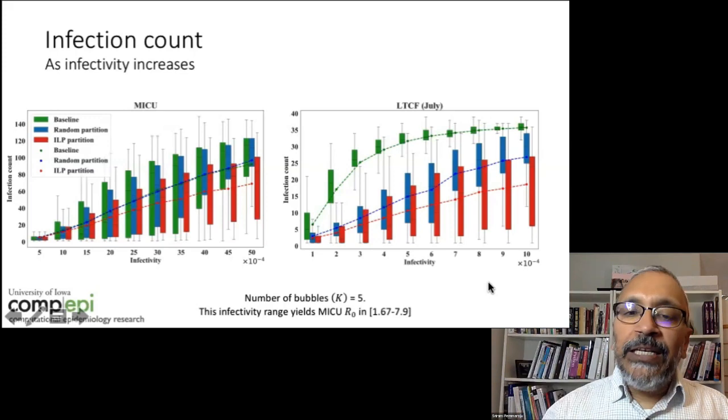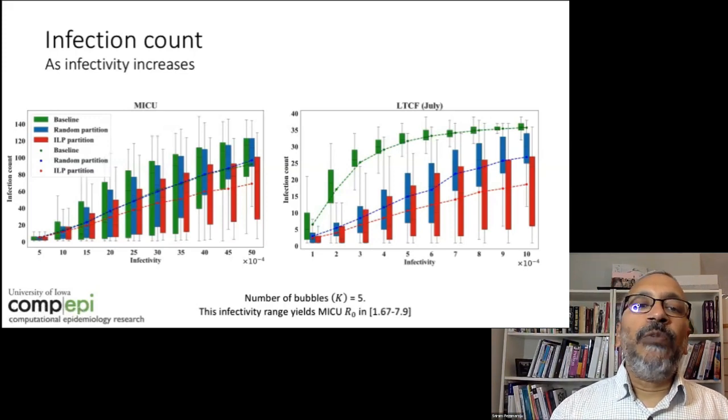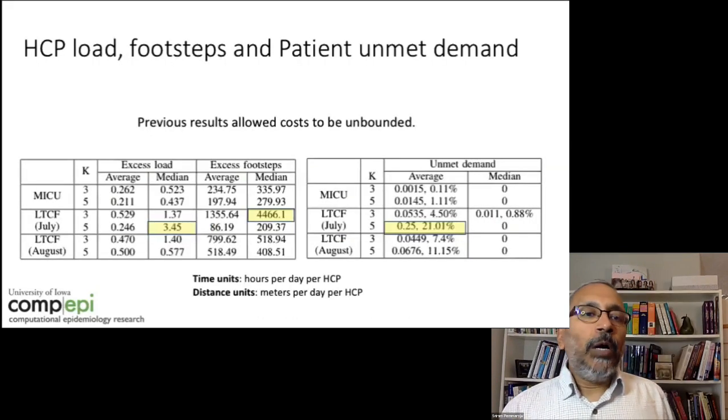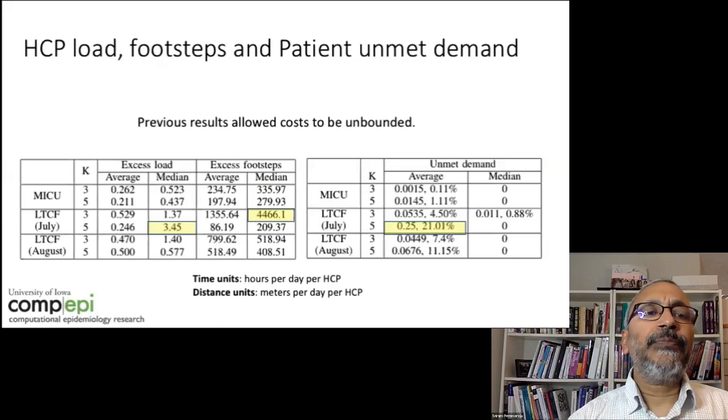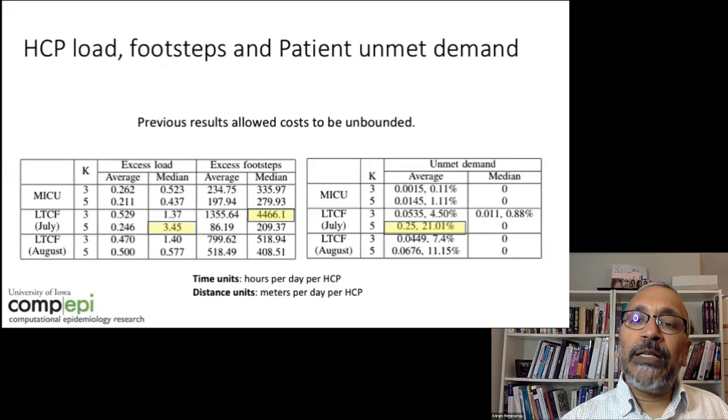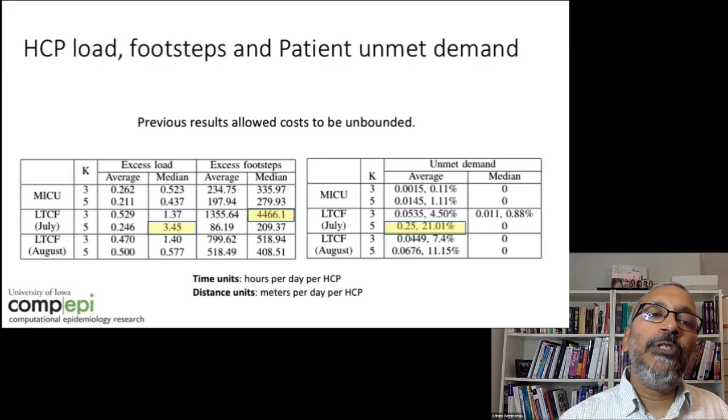As I said earlier, we also want to pay attention to various costs. What I'm showing in this table is that if we don't pay any attention to the costs, that is, we don't place any bounds on costs such as unmet demand, excess load, and excess footsteps in the ILP, they can become quite large.